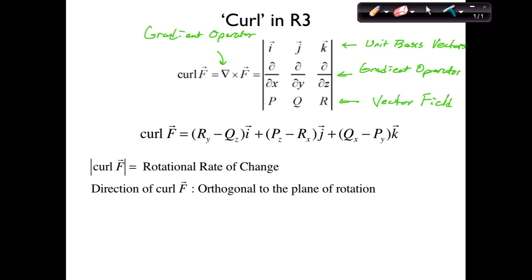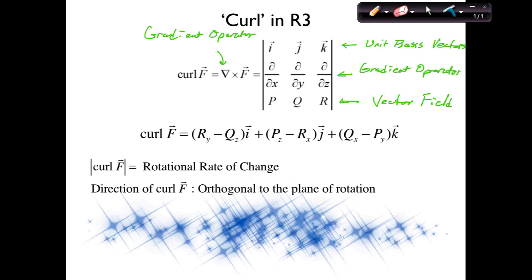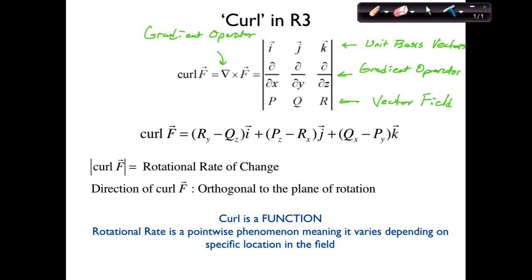Does that make sense? Okay, here's the big takeaway though. Curl is a function. Rotational rate is a pointwise phenomenon, meaning as soon as you move to a different place in the field, it changes. And when we're calculating the curl, you're calculating rotational rate of change at a particular point in the field.